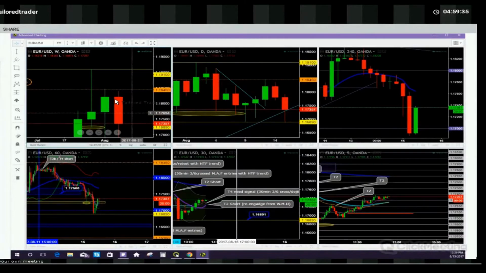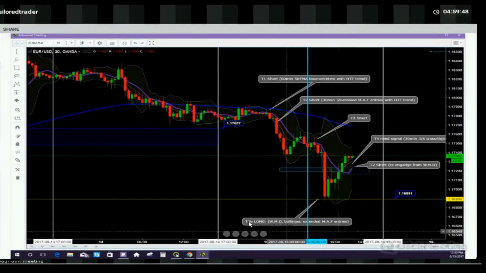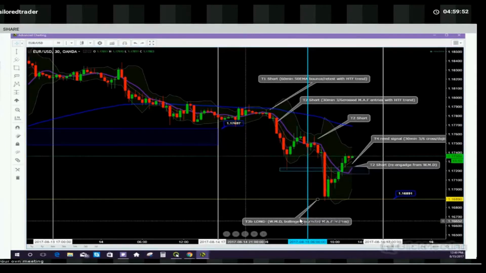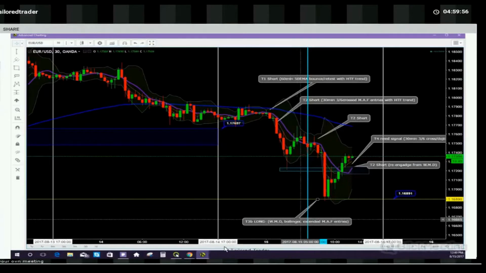So my members know just in the beginning of the morning that 1.1689 was going to be a price point of interest for a long entry, which actually was set up as a T3B long setup. I have execution orders on how to execute that, which we did.